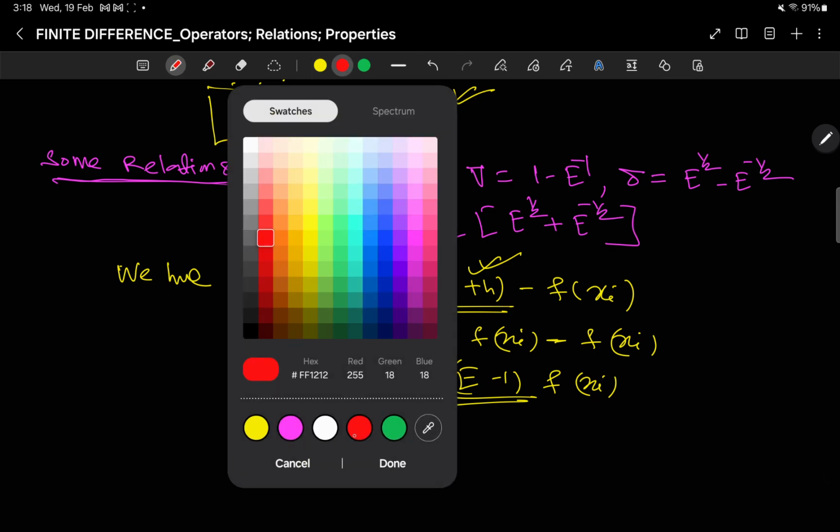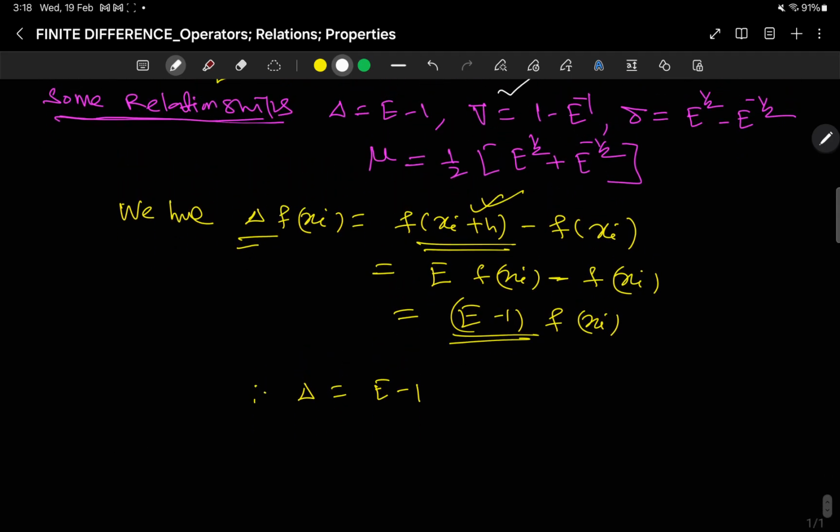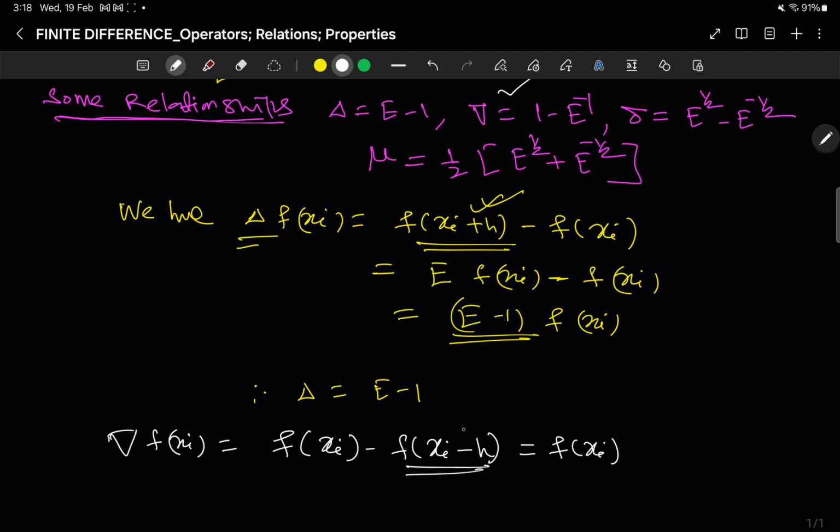Accordingly, for the next relationship, what is inverted delta f(x_i)? It is f(x_i) minus f(x_i minus h). So this is f(x_i) and this will be E to the power minus 1. When it is plus h, it is E to the power plus 1; it is minus 1 into h.